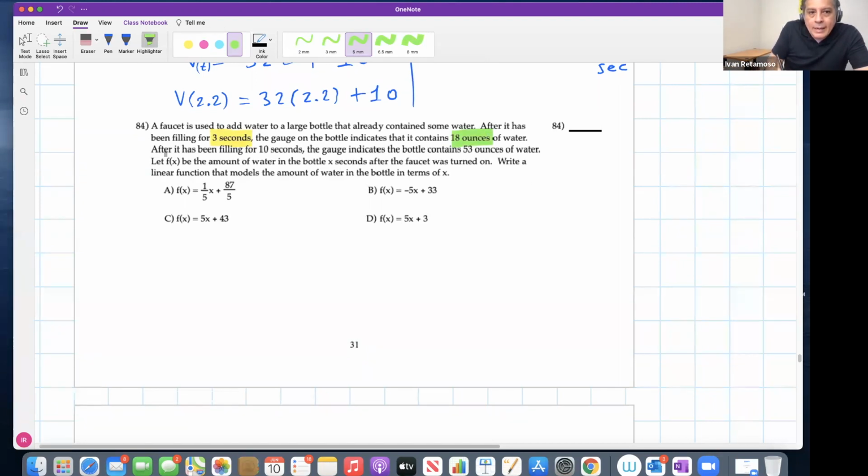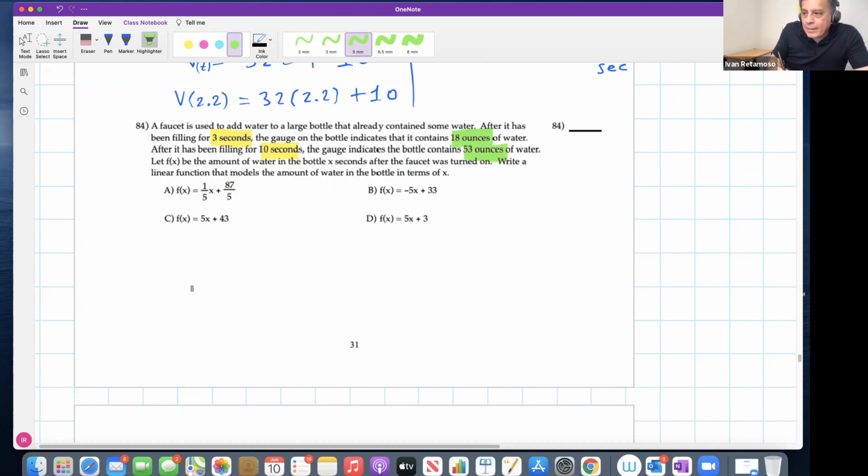After it has been filling for 10 seconds, again, input value 10 seconds, the gauge indicates that the bottle contains now 53 ounces. So this is the output value that corresponds to this input value, right, of water. Let f of x be the amount of water in the bottle x seconds after the faucet was turned on. Write a linear function that models the amount of water in the bottle in terms of x.